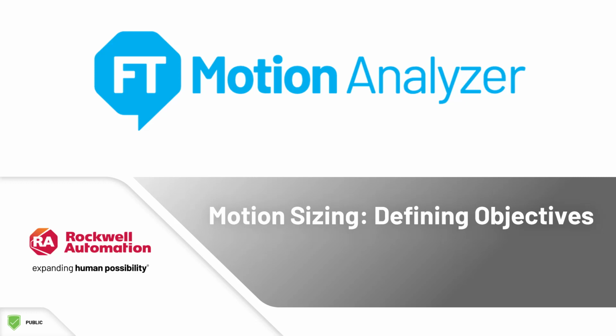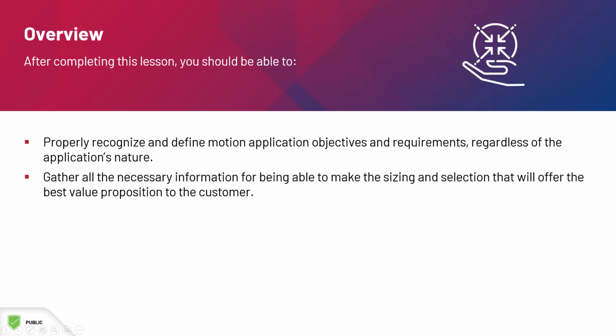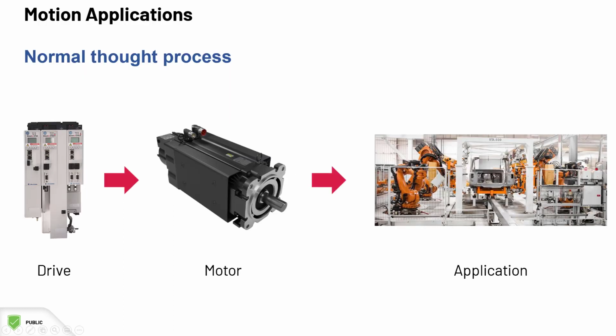In this session, we will focus on gathering the right data for a correct sizing. After completing the session, you should be able to properly recognize and define motion application objectives and requirements regardless of the application's nature, and also be able to gather all the necessary information for being able to make the sizing and selection that will offer the best value proposition to your customer.